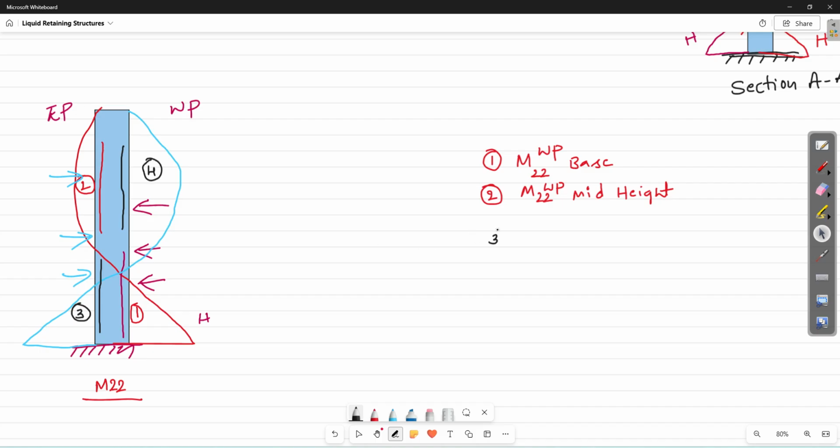So steel 3 is for M22 bending because of earth pressure, which is at the base. Similarly, steel 4 will be M22. This is because of earth pressure, and this will be provided at mid height.